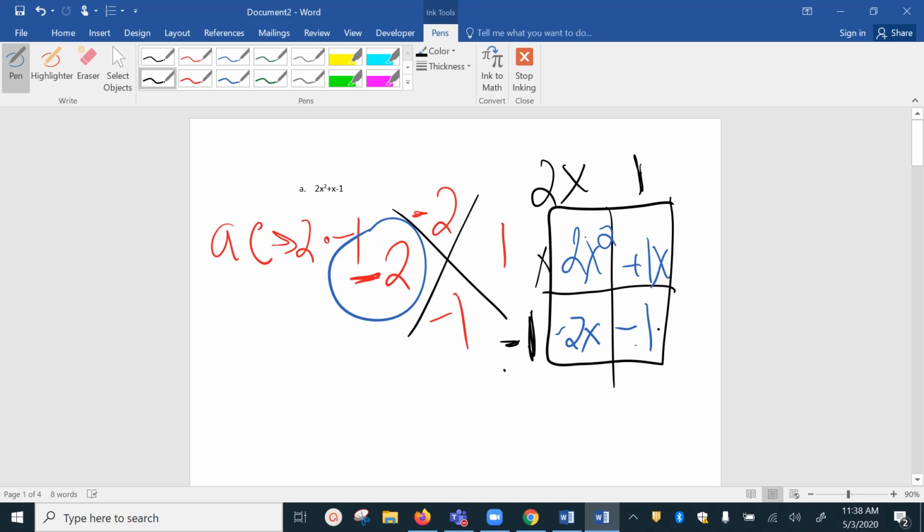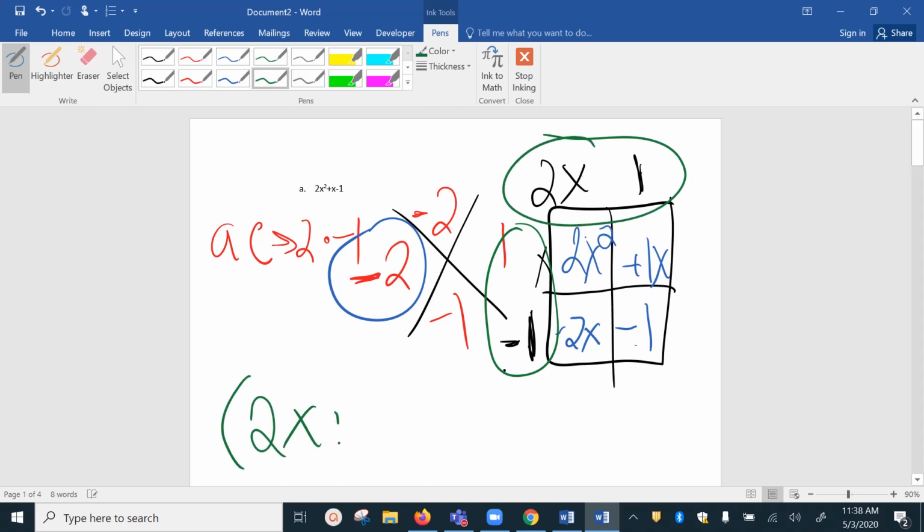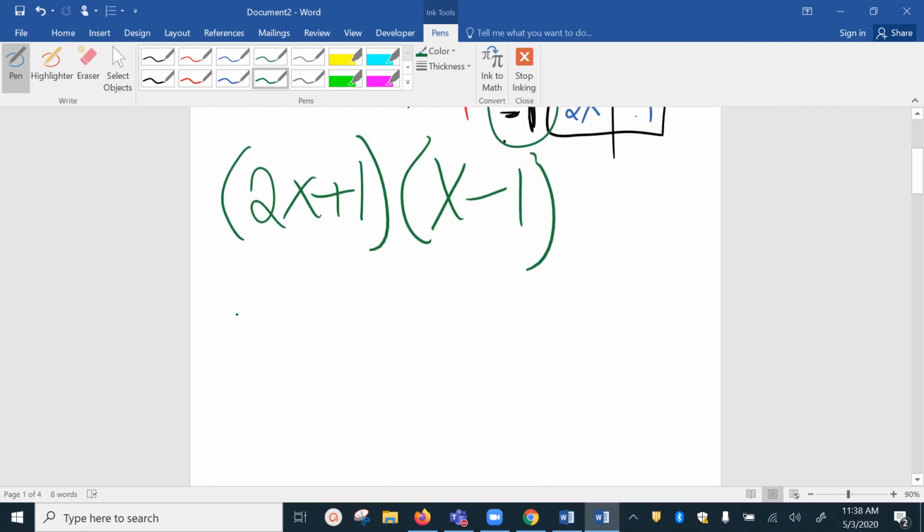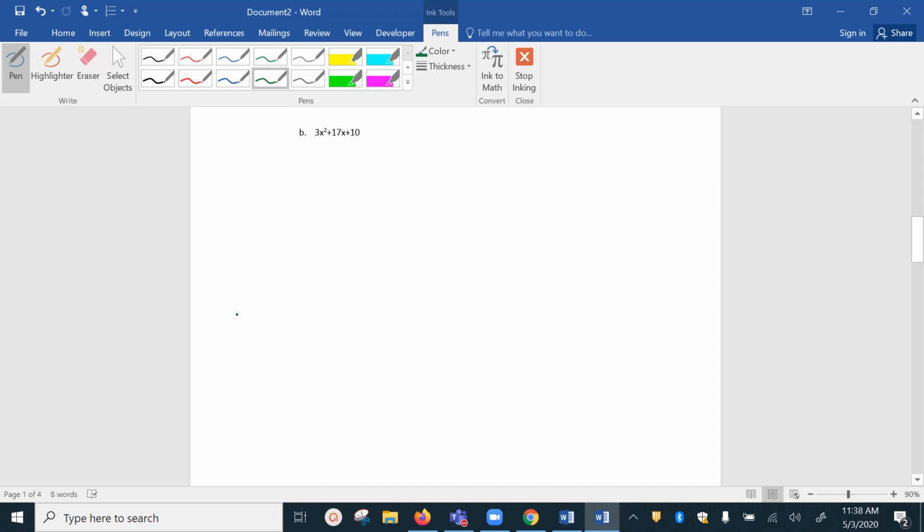So look at what our final answer is. I take the sides, right? This side, and that's my final answer. So watch. 2x plus 1 is one factor. X minus 1 is my other factor. Confused? Okay, let's try another one. So I'm going to go through all the problems. You can stay with me or you can fast forward to the ones you don't get. I would do it with me though in order to get it.